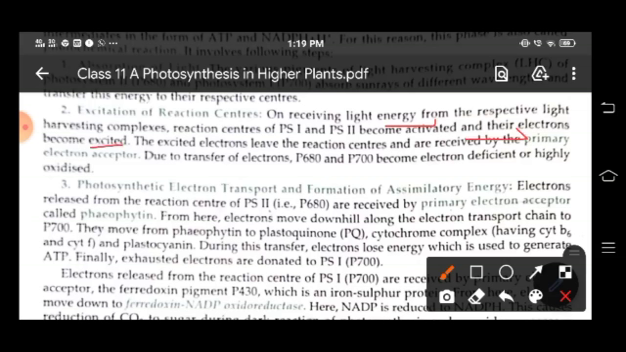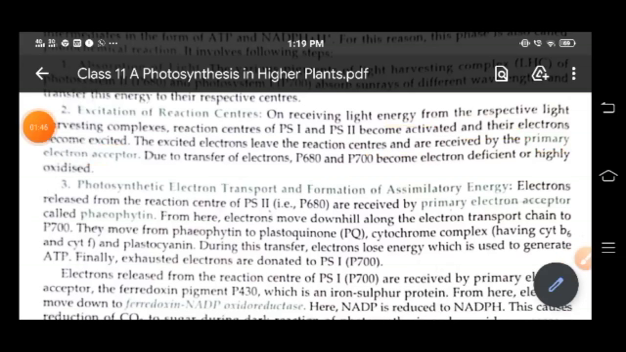Now, the excited electrons leave the reaction center and are received by the primary electron acceptor. Due to the transfer of electrons, P680 and P700 become electron deficient or highly oxidized. Now, next is the photosynthetic electron transport and formation of assimilatory energy.